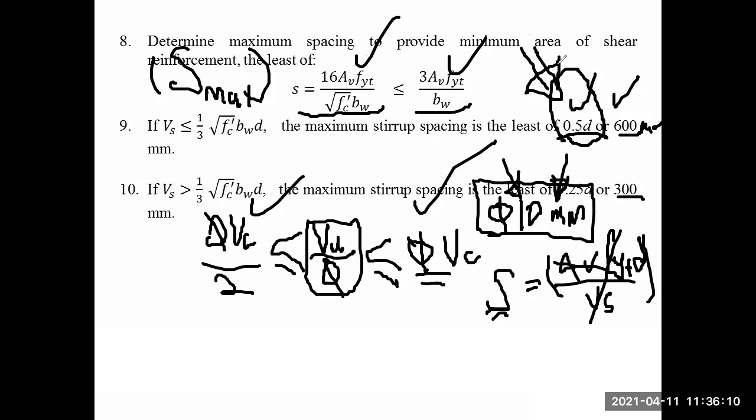Did we understand this step? This is for the minimum amount of steel reinforcement. We have 1, 2, 3, 4. Do we check Vs for the minimum amount of steel reinforcement? Do we need to check Vs? And why?